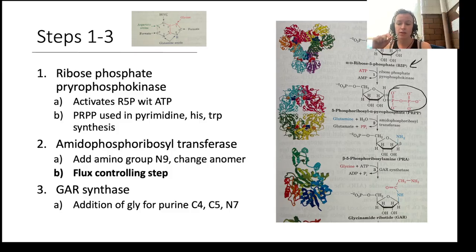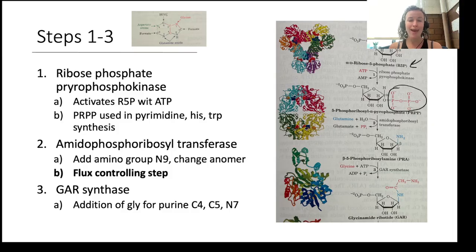And this intermediate, this metabolite PRPP, is used in a variety of other synthetic pathways, such as synthesis of pyrimidines, histidine, and tryptophan. Moving on to step 2, performed by amidophosphoribosyl transferase. Should have slowed down when I was saying that. Well, this is going to be the main flux controlling step of the pathway. While step 1 is also a rate determining step, step 2 is really targeted for flux of the pathway.